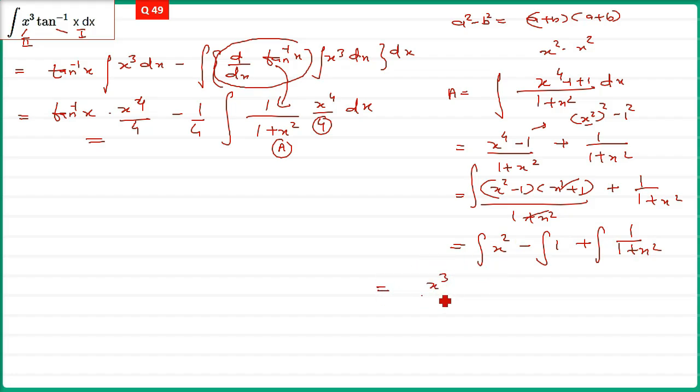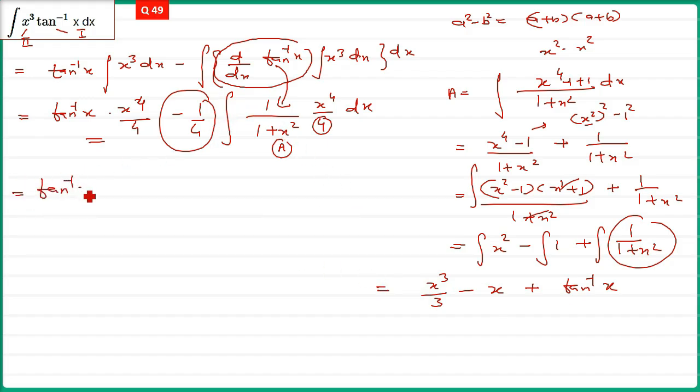This will be x cubed by 3, the first term. Second term will be simply x. The third term will be tan inverse x. Now we have a negative 1 by 4 in front, which I separated earlier. Now we need to multiply all of them with negative 1 by 4 and then combine it with the first term, which is tan inverse x into x raised 4 by 4. So I'm writing it right now. And this term will not be subtracted but multiplied by negative 1 by 4.